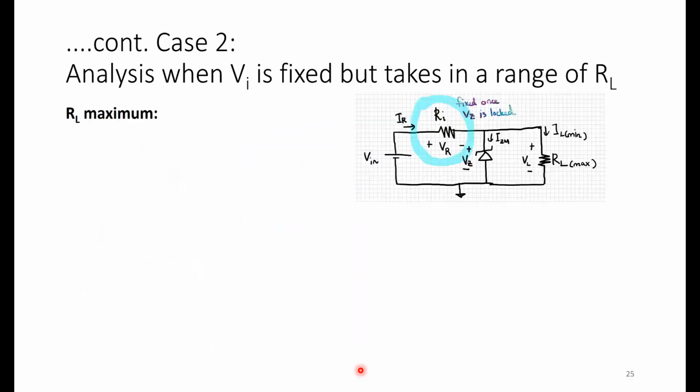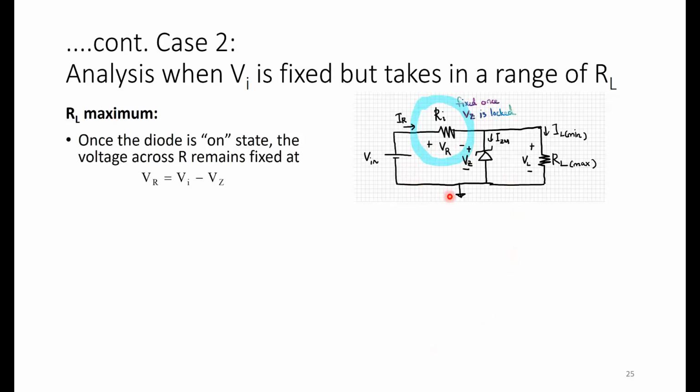Now, in the previous slide we found RL minimum; now we want to find RL maximum. We have the same circuit. Once the diode is in the on state, the voltage across R remains fixed. Why is that? Because when we apply Kirchhoff's voltage law, once this diode turns on, the voltage drop across it is going to be Vz, and Vin is also a constant value. So a KVL gives a constant voltage across R, and because VR is fixed and R is fixed, IR is also fixed.